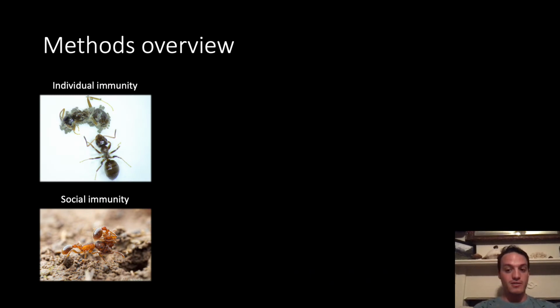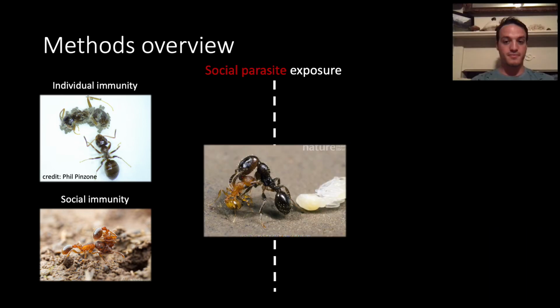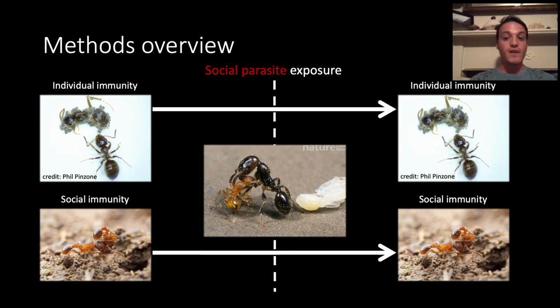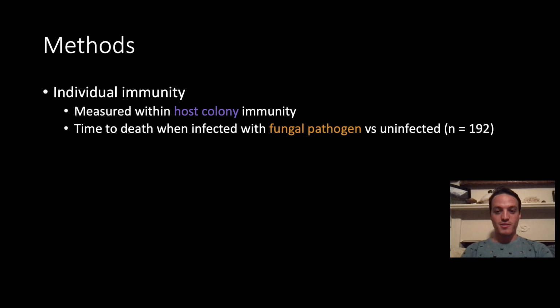To measure the impact social parasites have on disease protection, we measure the baseline individual and social immunity of curvispinosus colonies. Then we expose the entire curvispinosus colonies to a single americanus ant until the host colony successfully killed the scouting parasite. Finally, we measure the same individual and social immunity traits after social parasite exposure to see if either of these disease defenses changed.